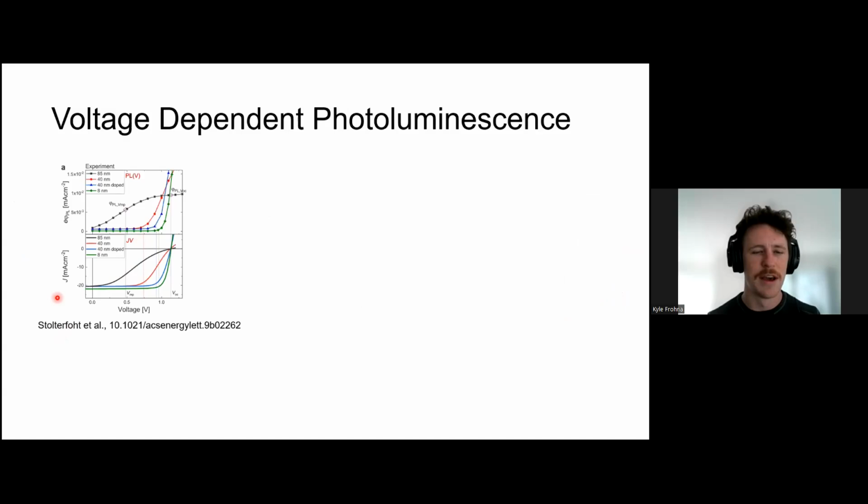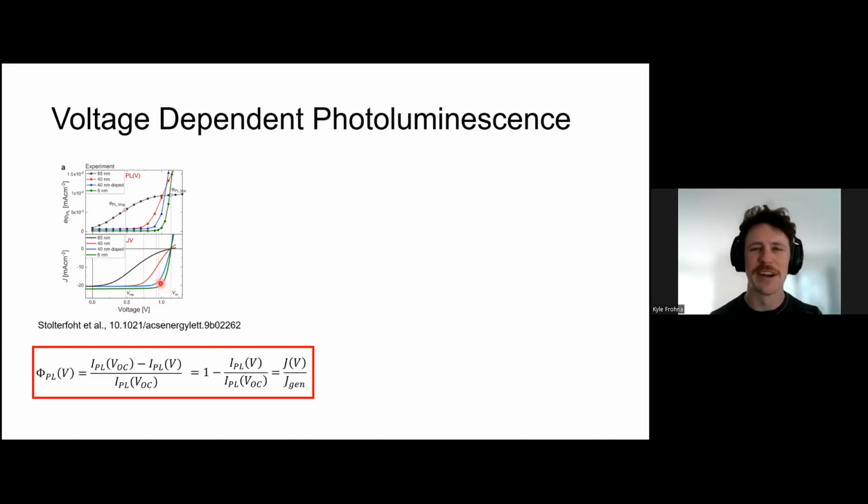Martin Stolterfoht and co-workers found that there was a very tight correlation between the actual electrically measured current versus voltage curve and the PL as a function of voltage. And I maybe won't formalize it right now, but on the next slide, there's some mathematics which suggests that if you take the difference in PL between open circuit and any finite voltage, normalized by the PL at open circuit, this is actually a proxy for the electrically measured current normalized by the generated current.